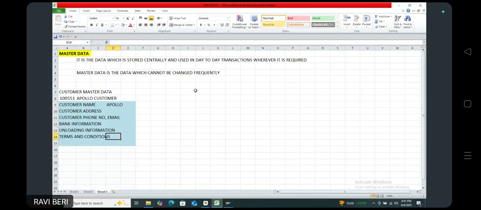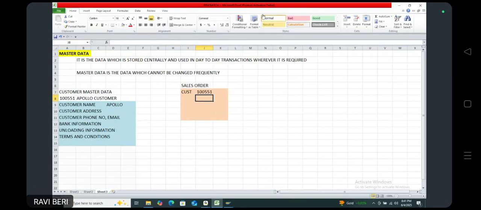Whenever Apollo customer places sales order, okay, we just enter the customer number 100551. The total data, whatever you maintain, this will be copied into order. So after 1 week, customer placed order. What we do again, when we create order, we enter the number.